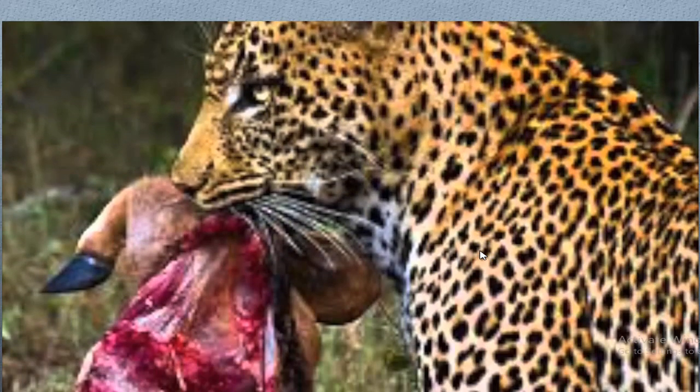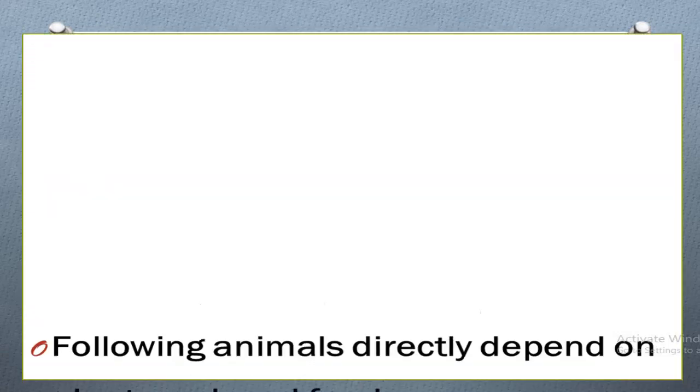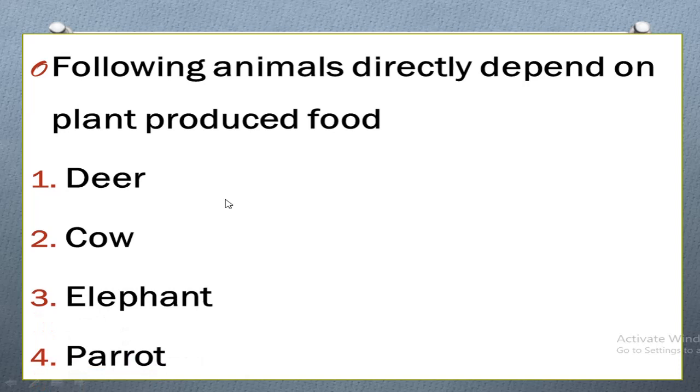Right, next one. These are examples for the heterotrophic organism. This animal indirectly depends on the plant produced food. Here also, this animal indirectly depends on the plant produced food. The following animals directly depend on plant produced food: deer, cow, elephant, and ferret are the animals that directly depend on the plant produced food.